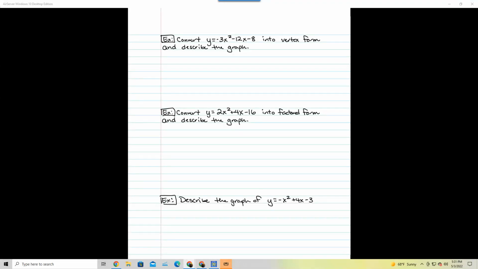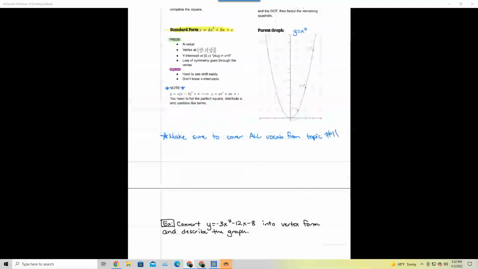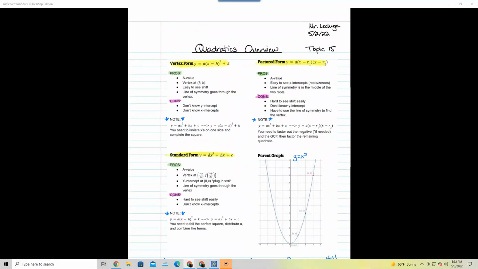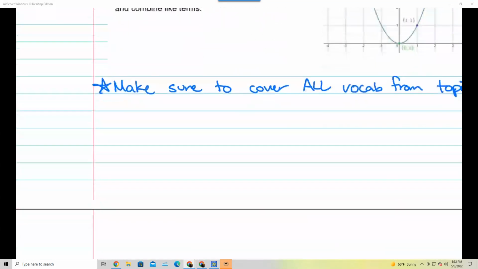It says convert y equals negative 3x squared minus 12x minus 8 into vertex form and describe the graph. So let me go back over here. I want to convert this, which is in standard form, into vertex form. If I want to change it into vertex form, the directions say that you need to isolate the x's on one side and complete the square. So that's exactly what I'm going to do.